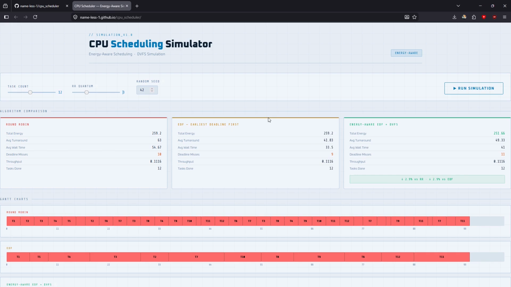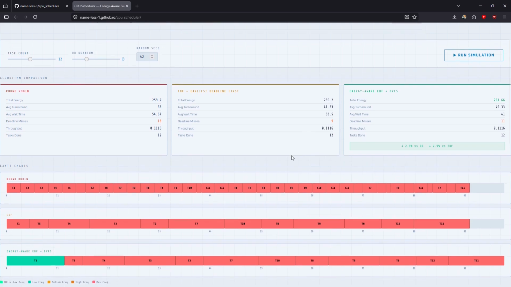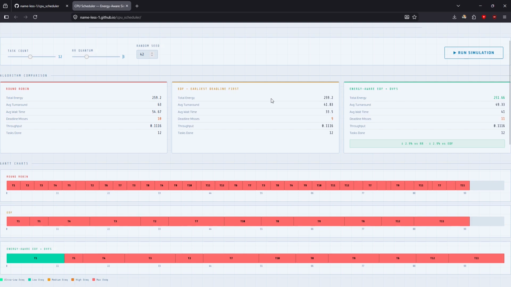The third, and this is our main contribution, is energy aware EDF with DVFS. DVFS stands for dynamic voltage and frequency scaling. The idea is simple. If a task has a lot of time before its deadline, why run the CPU at full speed? We slow it down, and since power consumption scales with the square of voltage, even a small reduction in frequency gives massive energy savings.